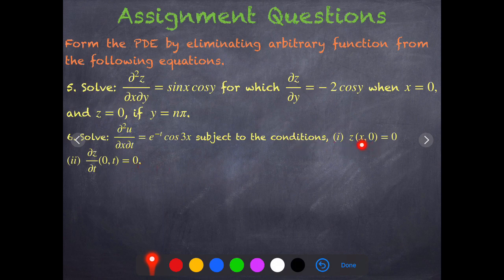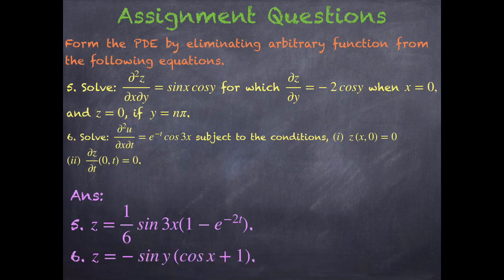That means the value of z is equal to 0 at t = 0, and the value of ∂z/∂t is equal to 0 at x = 0. In general, it is (x,t): the first value represents x, the second value represents t. If x is there, I am not changing x, only the t value is changing, that is t = 0, z = 0; x = 0, ∂z/∂t = 0. For your convenience, I specified the answers also here. So you have to arrive at these 2 solutions. Carefully work out all the 6 problems.